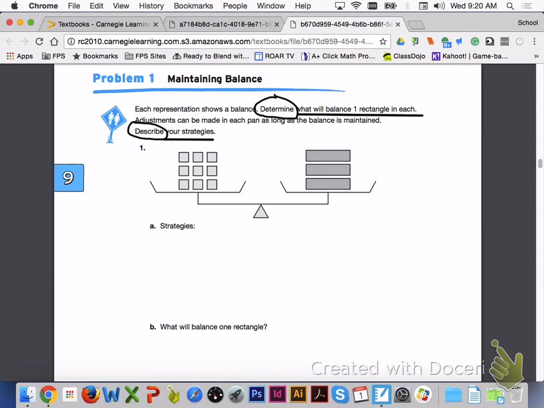Please turn to page 626, problem 1, maintaining balance. Very similar to lesson 9.2. Each representation is showing a balance. Please answer number 1, letters A and B with your group members.